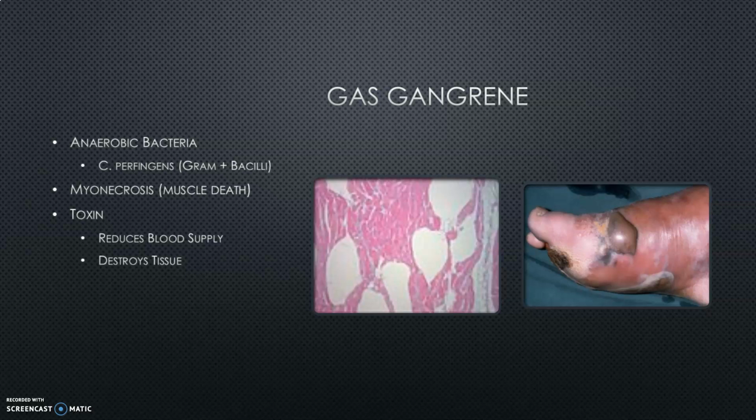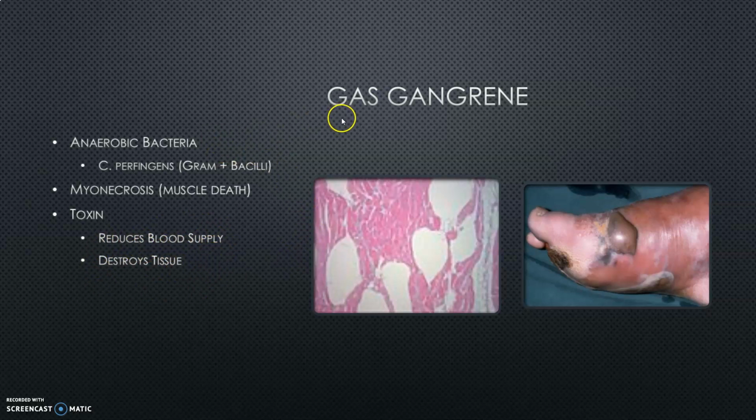It causes myonecrosis, which is muscle death, destroying muscle tissue, as opposed to necrotizing fasciitis, which is destroying the connective tissue. Gas gangrene bacteria are going to be targeting the muscle tissue. The toxin itself works similarly to some of the other ones that we've talked about. It reduces the blood supply, and in this case, the blood supply loss is destroying the tissue.